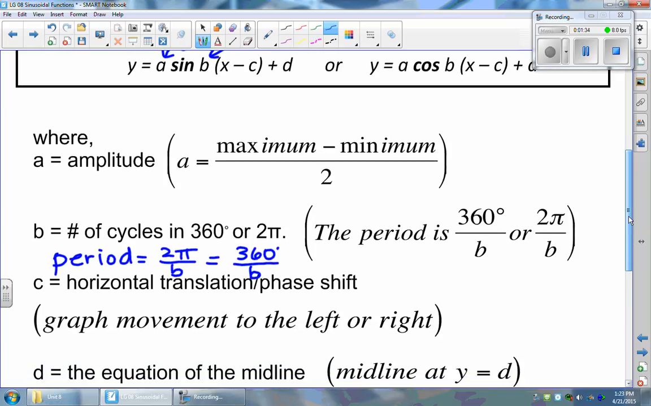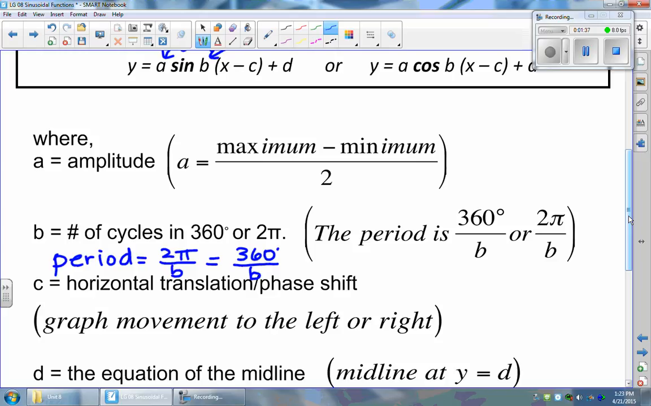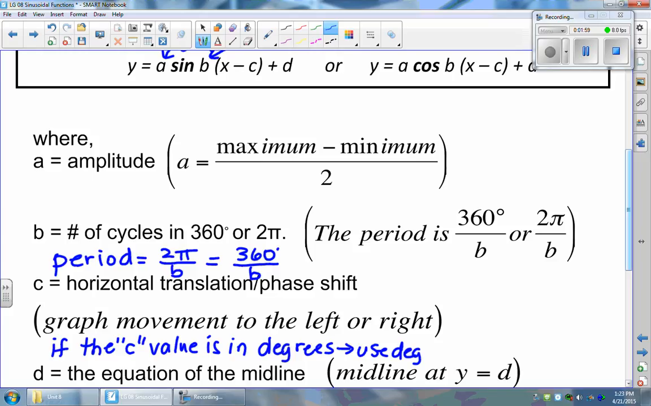And something to note with the C value is that the C value helps us to determine if an equation is in degree mode or radian mode. Okay, so if the C value is in degrees, use degree mode. And if the C value is not in degrees, then assume that it's radian mode. So if you see a degree symbol, use degree mode. And if you don't see a degree symbol, then assume that it is in radian mode.